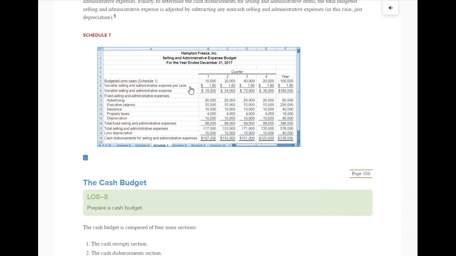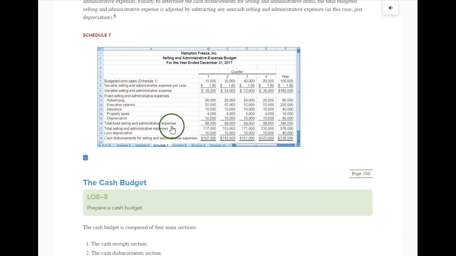But we found out earlier in that very first schedule we looked at that the variable selling and administrative expense per case is $1.80. So take $1.80 times the number of cases we're going to sell. Here is the total variable and administrative expense for each quarter. The fixed expenses were given to us. They're all fixed, so it doesn't matter what level of activity where we are. It's the same each quarter.